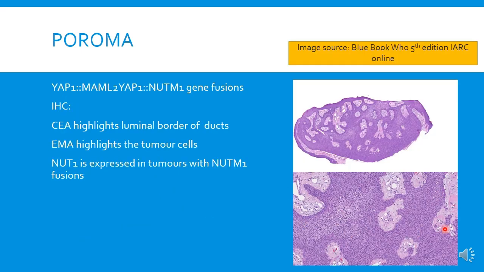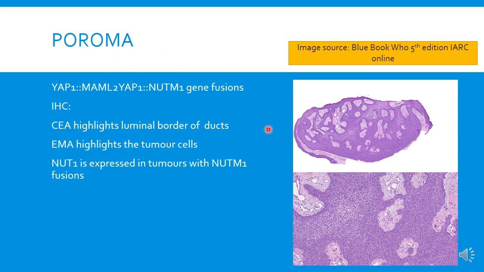If you look at it, there are sheets of cells, anastomosing epithelial sheets arising from the dermis. If you see in the center, there are these pale cells or clear cells, whereas in the periphery there are these eosinophilic cells, which are cuticular cells. Here the translocation is YAP1-MAML2 or YAP1-NUTM1. YAP1 is yes associated protein 1 and NUTM1 is nuclear protein of testis, which is the fusion seen in NUT carcinomas. Poroma also expresses this gene fusion.